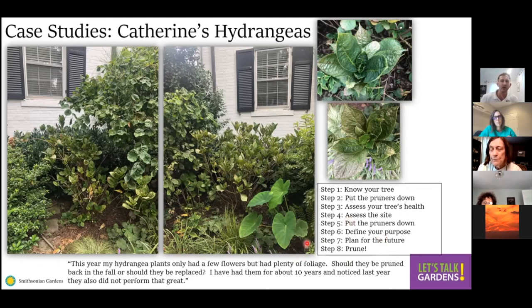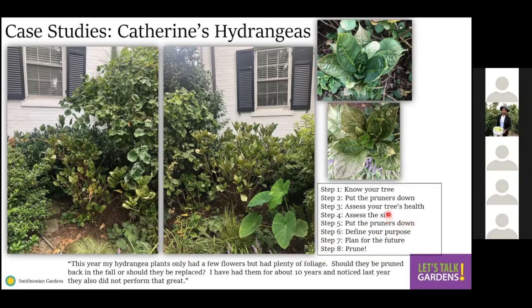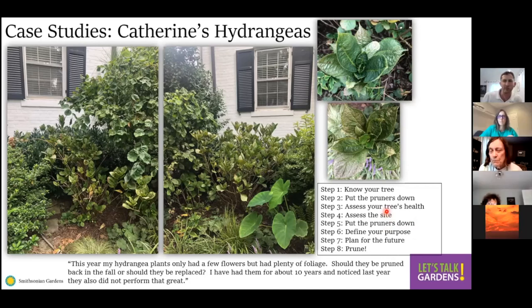So just kind of working through the steps of how to think about pruning these. First, knowing your tree or your plant, and I'll be the first to admit I haven't pruned a lot of hydrangeas. So I'm kind of guessing my way through this with you, and definitely will love any feedback that others may be able to offer.